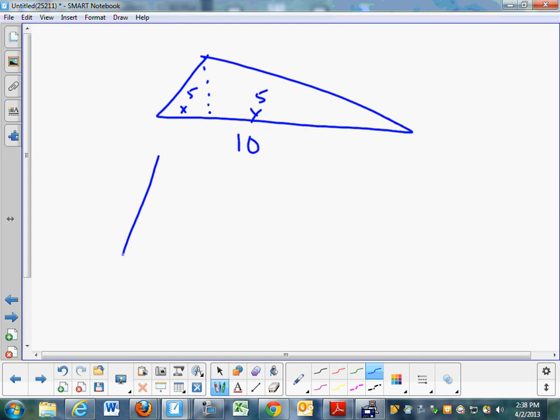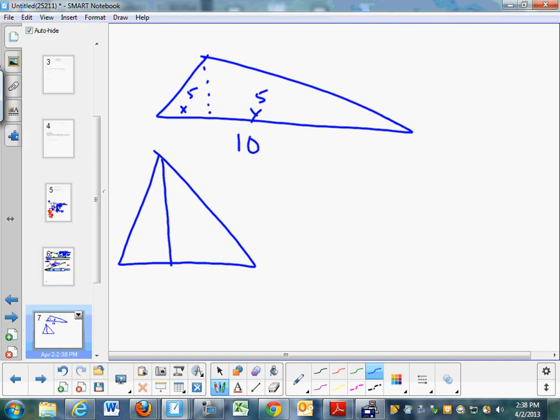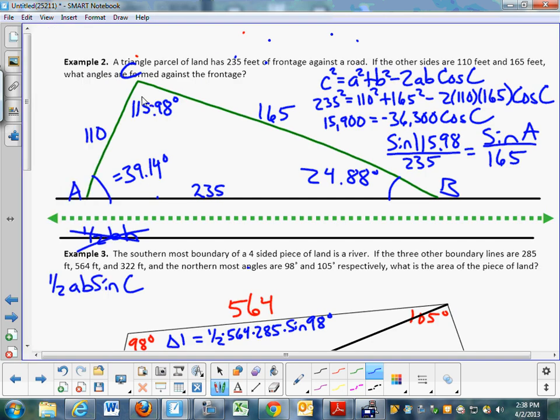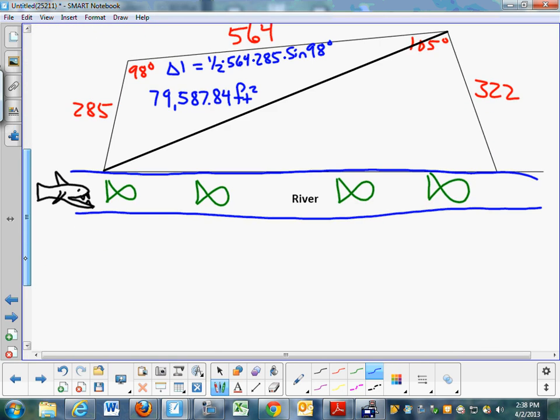I mean, I would understand if you drew it just a little bit differently, where you're like, well, maybe it's isosceles. Some people, I know how they get in the class.